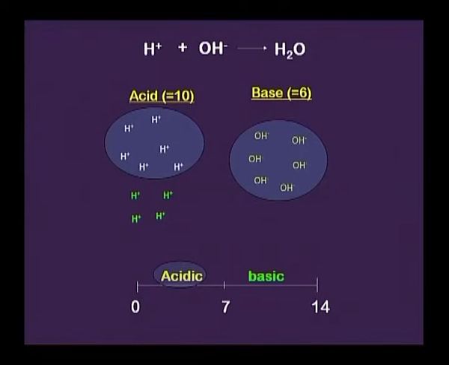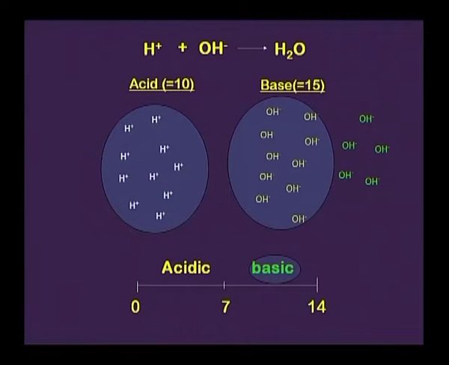Now this is an example of soil where acid hydrogen ions are 10 and base hydroxyl ions are 6. So there are a net 4 positive hydrogen ions causing the acidic reaction in the soil. In this second example, there are 10 hydrogen ions that are acidic and the base hydroxyl ions are 15. So there are 5 more base hydroxyl ions causing the basic reaction in the soil.